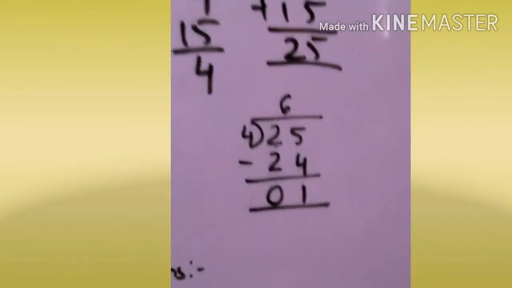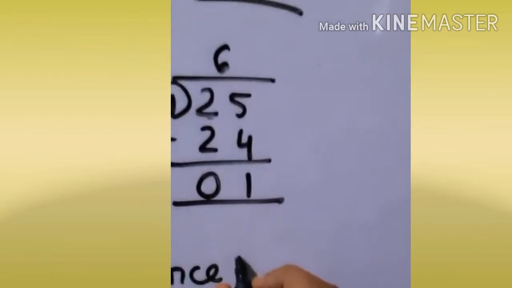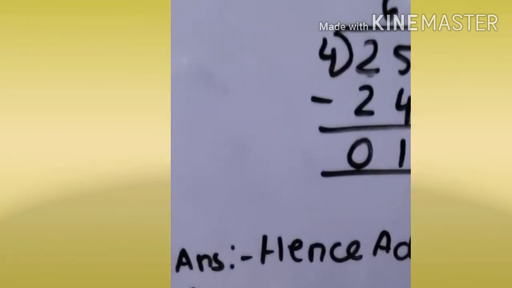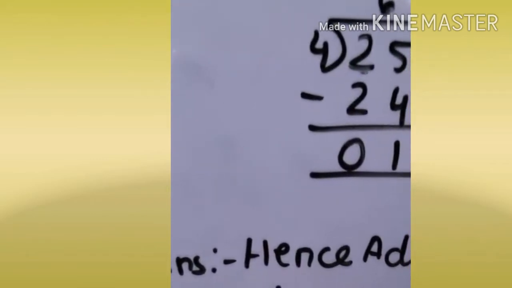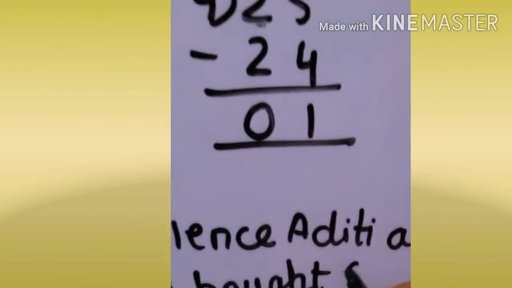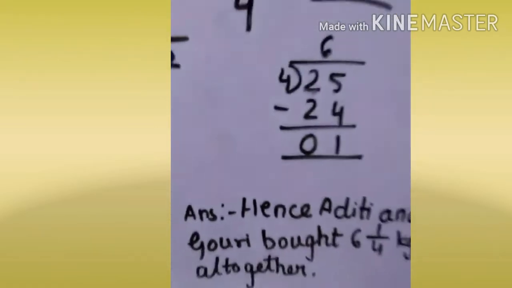Now we will write the answer. Hence, Aditi and Gauri bought 6 1 upon 4 kg of potatoes all together.